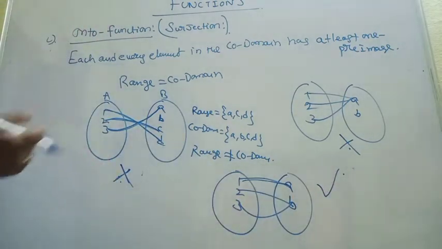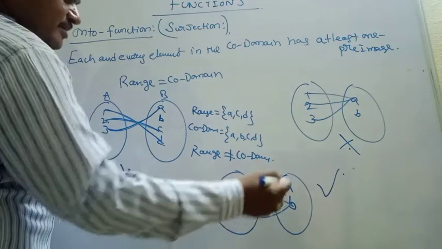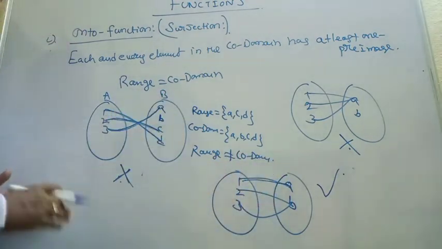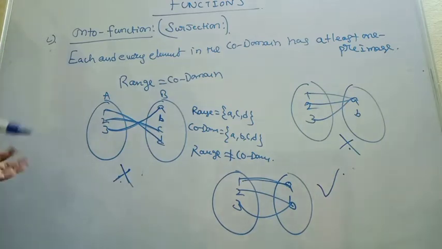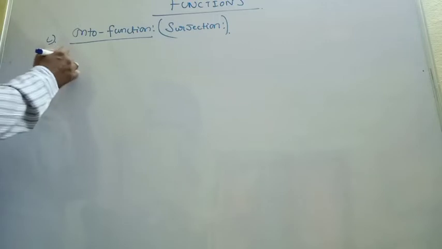This is an onto function, right, my dear students? This is the way how you are going to check. Here also the range is equal to codomain. Range is A, B, codomain also A, B. Therefore, this is the way how you are going to check whether it is an onto function or not, a surjection or not. Now let us check some examples, so how to verify whether they are onto functions or not.